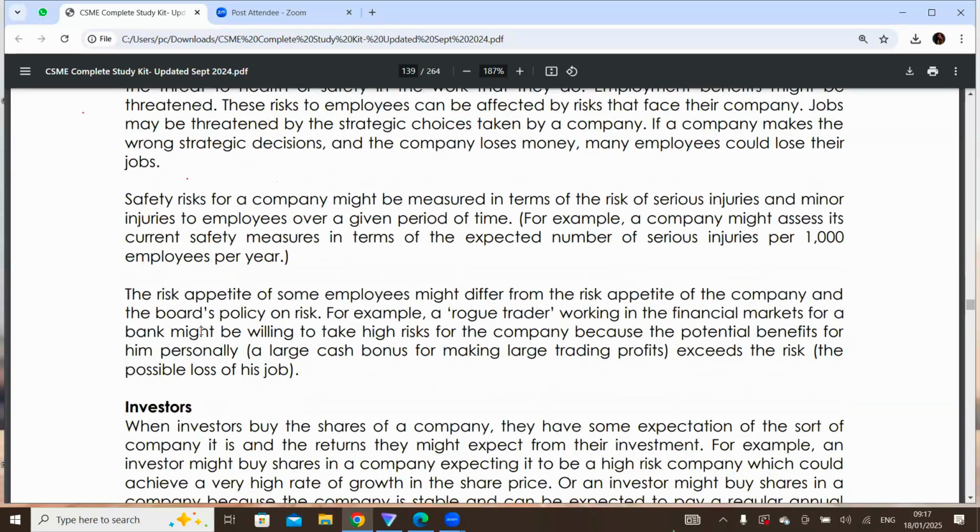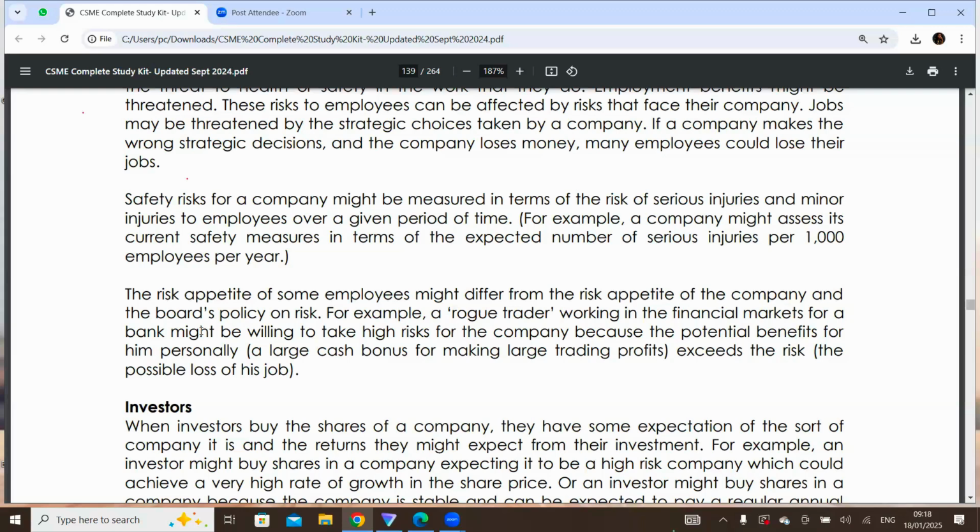Then we have safety risks. Safety risks for a company might be measured in terms of the risks of serious injuries and minor injuries to employees in a given time. Now, we said the risks of some employees might differ from the risk appetite of the company in the board's policy on risks. For example, a rogue trader working in the finance market for a bank might be willing to take high risks for the company because of the potential benefits, or for him because a large bonus is taken for making large profits, which exceeds the risks, which is the possible loss of his job.